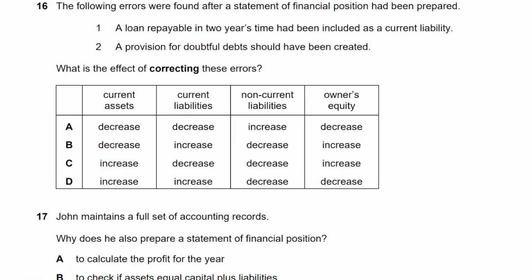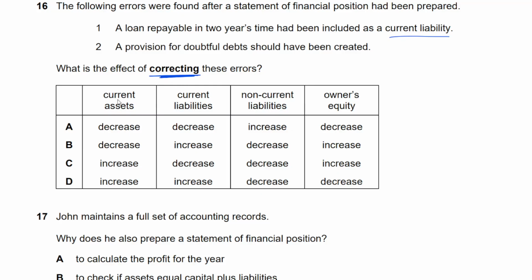Number 16. The following errors were found after a statement of financial position had been prepared. A loan repayable in 2 years' time had been included as a current liability. Well, it's a non-current liability. A provision for doubtful debts should have been created. So our current assets are overstated, it seems. What is the effect of correcting these errors?